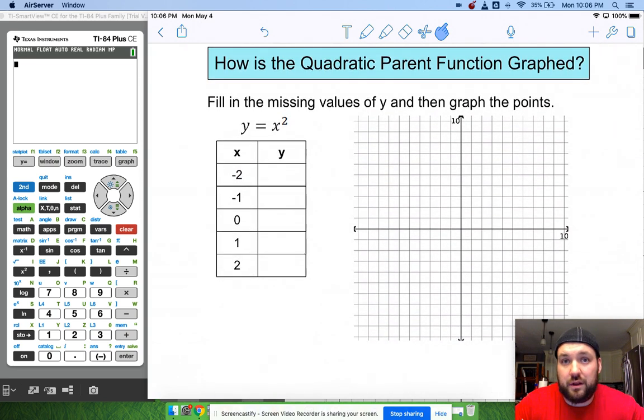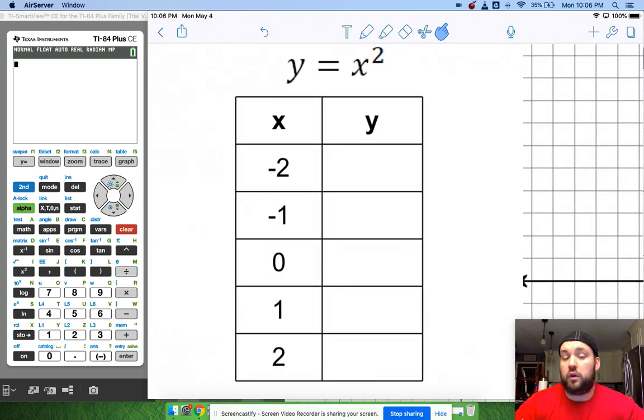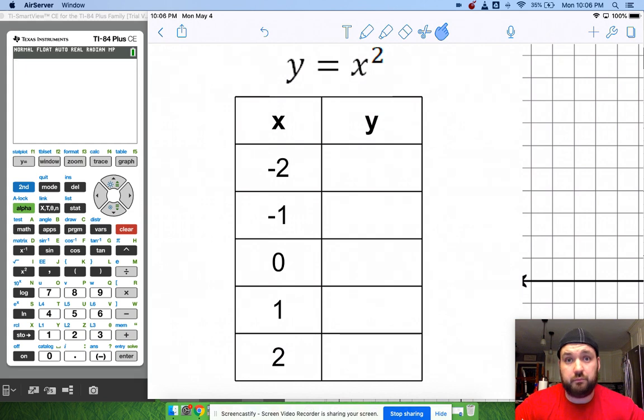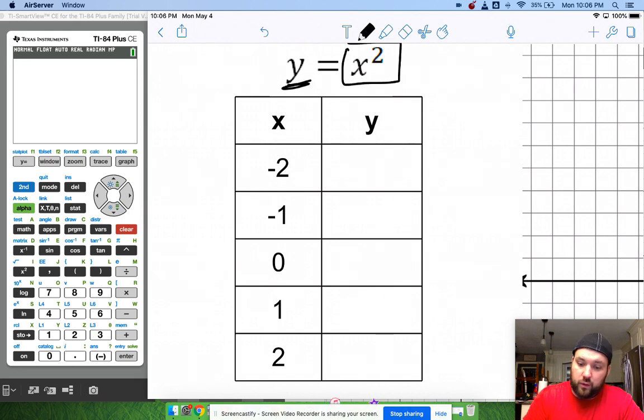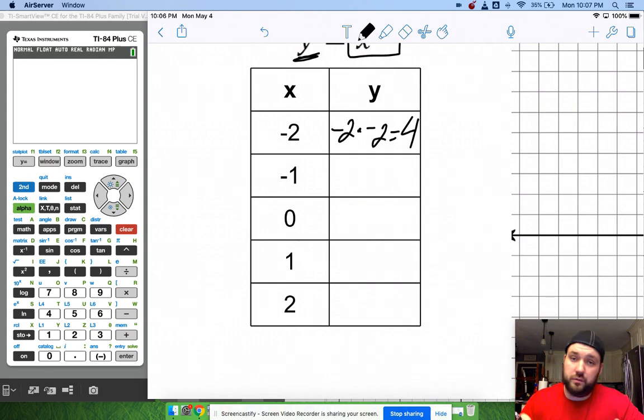We're going to start by looking at the graph of the most simple quadratic function, and that is just y equals x squared. In order to be quadratic, it has to have x squared, but it doesn't have to have anything else. What this rule tells us is that to get the y-coordinate, all you have to do is take the x-coordinate and square it, which means to multiply it by itself. So if x is -2, I'm going to do -2 times -2, which gives me 4. So the y-coordinate that goes with -2 is 4.